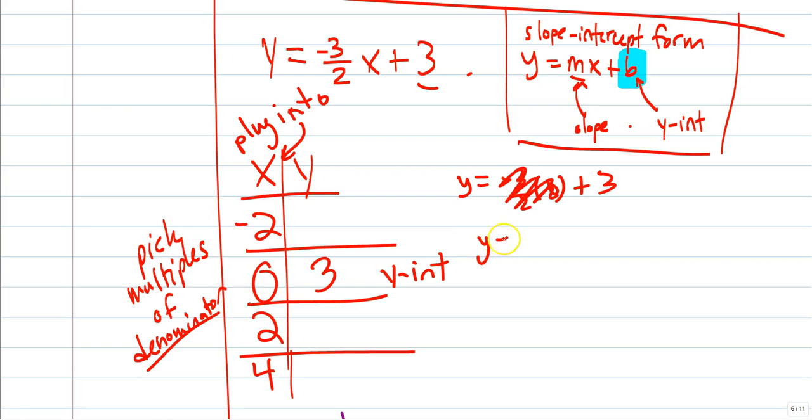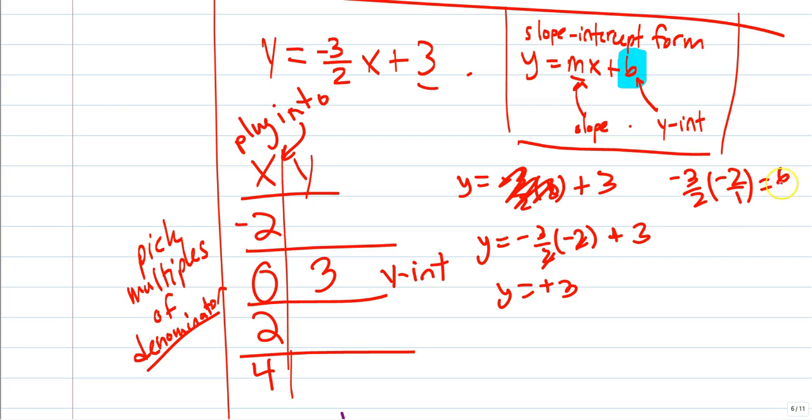Let's go ahead and take a dive into the scary and try the negative. All right, I'm going to encourage you to know that a negative times a negative is a positive, and that the 2's can cancel. So I'm just left with +3. If you don't like that, you may do -3/2 times -2 over 1 and make that +6 divided by 2, which is still 3. Okay? So now we've got 3 plus 3, y equals 6.